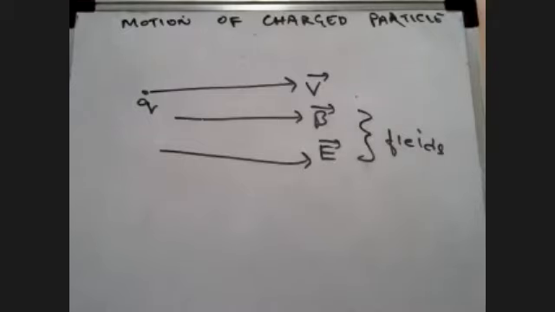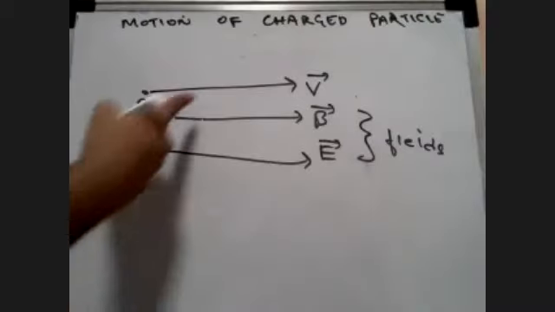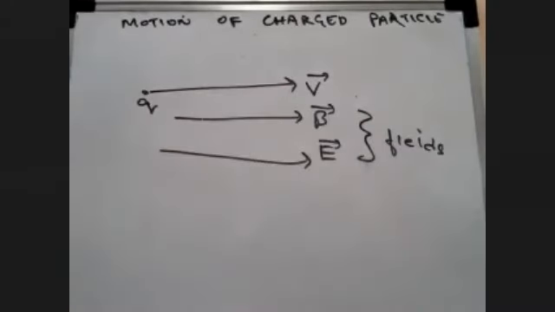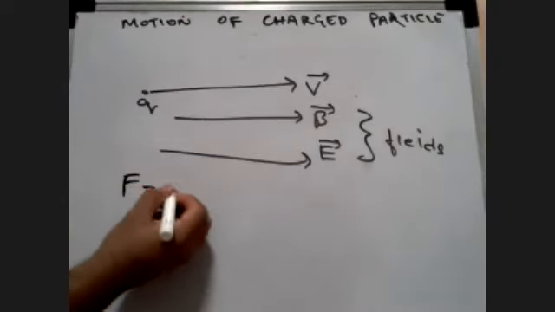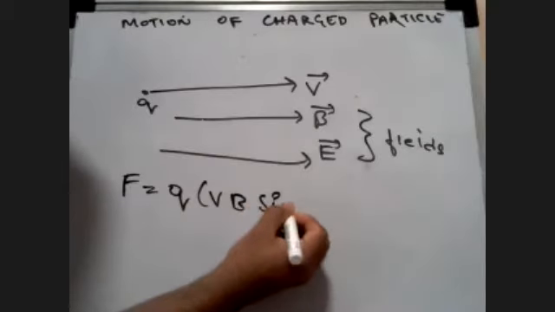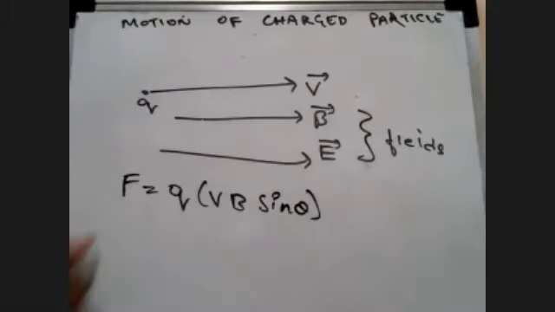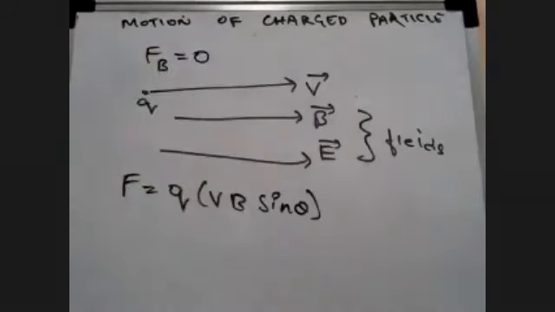Why will it be 0? Because you can see here that the angle between velocity vector and magnetic field is 0. If it is 0, you can even think of this formula, Q V cross B, which is qVB sine theta. And if theta is basically 0, the full force applied on this charge is going to be 0. So force due to magnetic field is going to be 0.